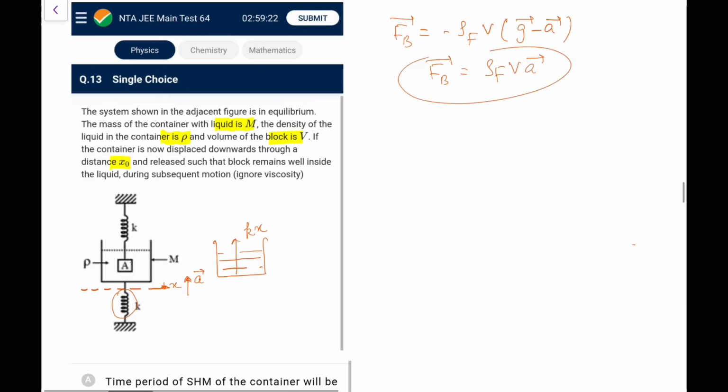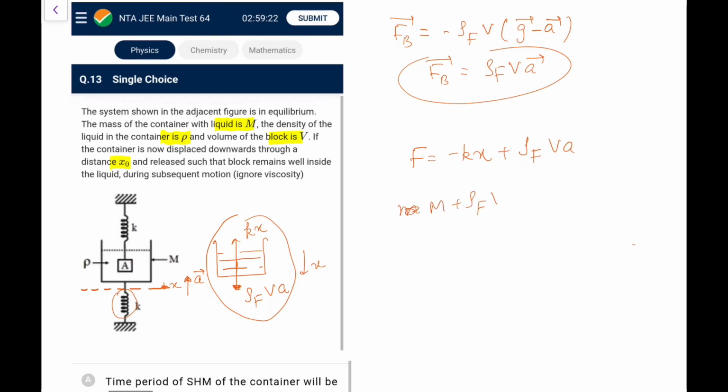So this extra force acts on the block upwards, therefore the reaction of this force would be downwards, rho f V a downwards on this container. So these are the two extra forces that have come. Because I have pushed it down by x, I will write F as minus kx, because it is opposite, plus rho f V a, and F is ma. Because its acceleration must be the same, we have (m plus rho f V) a equal to minus kx.